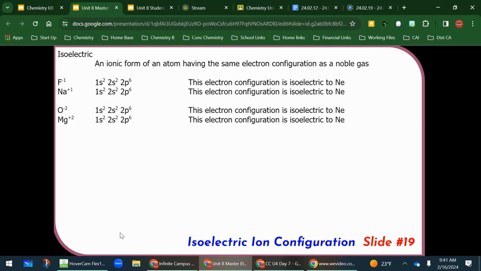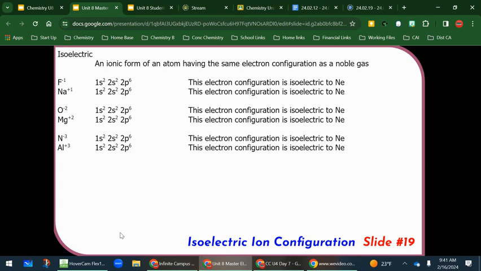So does magnesium, because it lost the 3s2. So does nitrogen. So does aluminum. They are all isoelectronic to neon. Okay? And that's what the term isoelectronic means. So it wouldn't surprise me if on a test there was a question that says branium is isoelectronic to fermium when it loses 2 electrons.